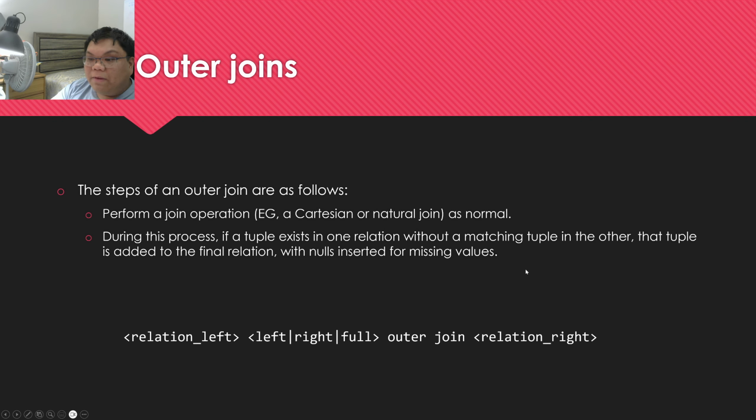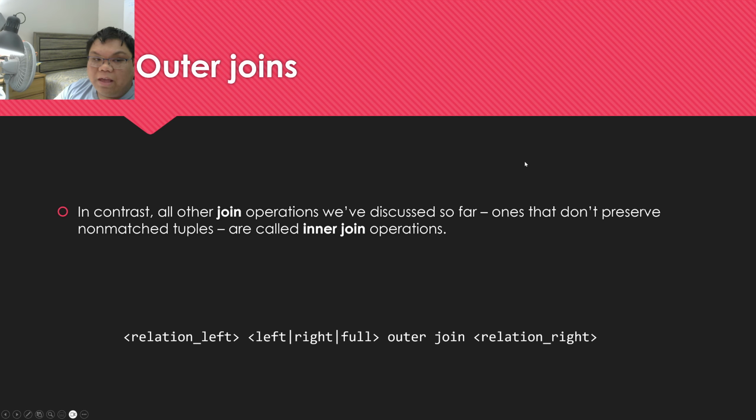The steps of an outer join are as follows. Perform a join operation as you normally would. During this process, if a tuple exists in one relation without a matching tuple in the other, that tuple is added to the final relation with null values inserted for the missing values. We call this kind of join operation an outer join. All the other join operations we have talked about thus far, we call those inner joins.